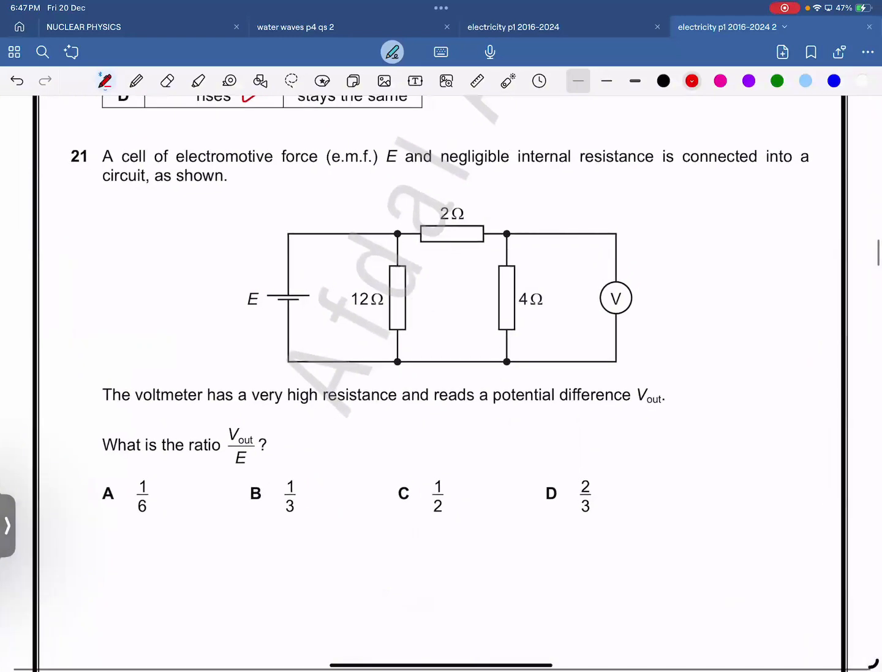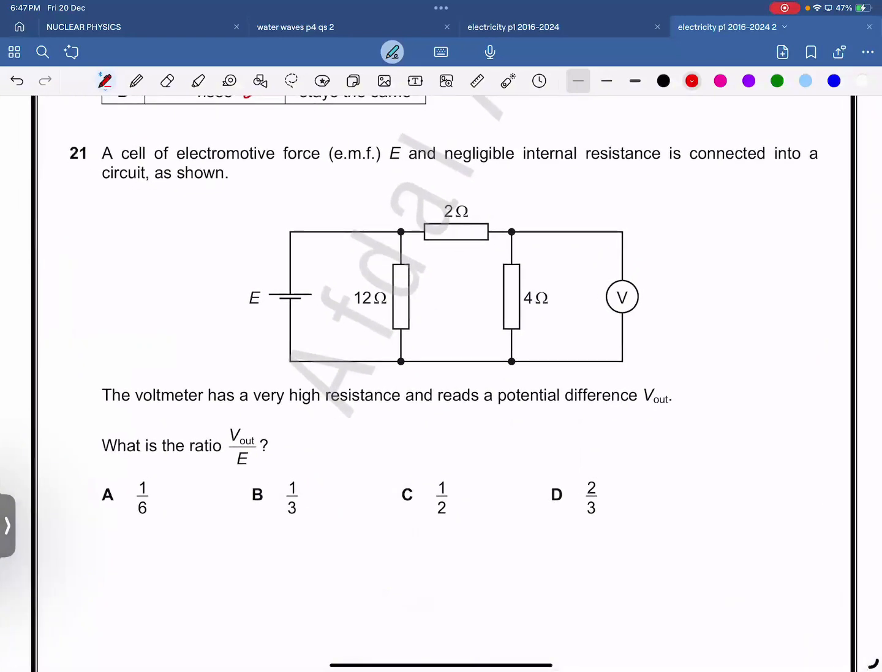Question number 21. A beautiful question, a higher order of thinking question. And you all will tell me if you were able to solve this question or not.